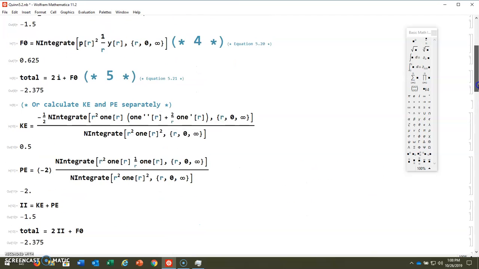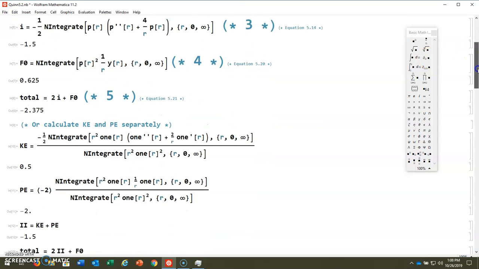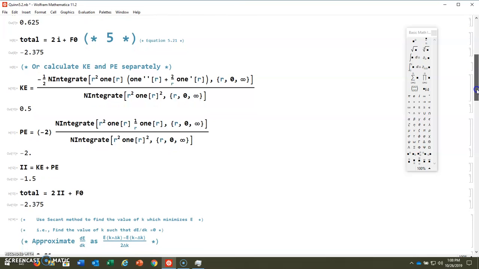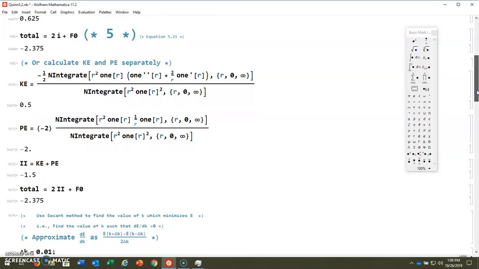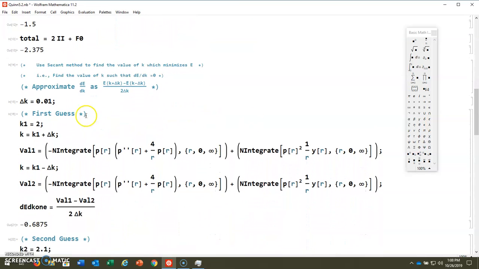So then what we want to do is find the value of K that will minimize E. A value of K equals 2 gave us a total energy of minus 2.375. So we want to optimize that. Sorry, we want to minimize the total energy by varying K. So I did that here on Mathematica. I used a method called the secant method. The secant method is a fairly basic, commonly used root finding technique that drives anything you want to 0. So what I want to have 0 here is the first derivative of energy with respect to K.